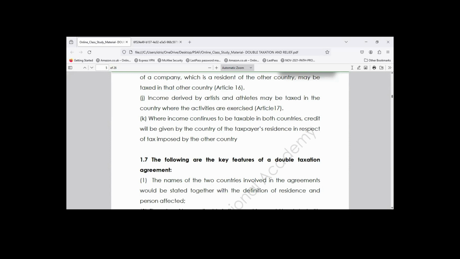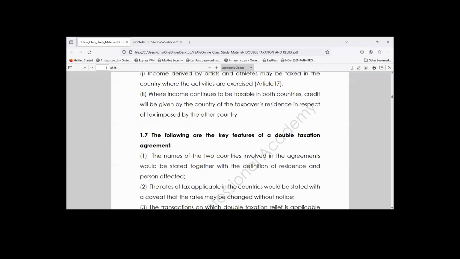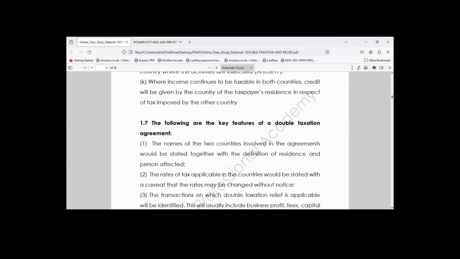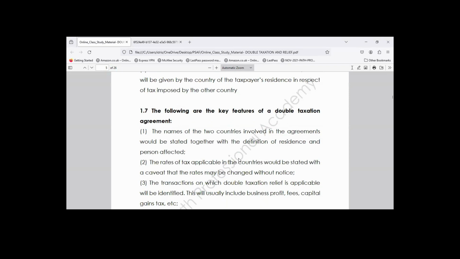Double taxation agreement between Nigeria and China. The names of the two countries have been stated. The rate of tax applicable in each country may be stated. Under the content of the double taxation agreement, Nigeria will say that for company income tax, their own rate of tax is either 20% or 30%. China too will state their own company income tax rate.